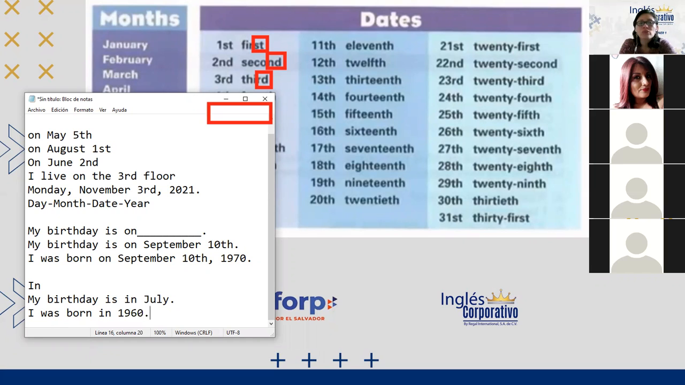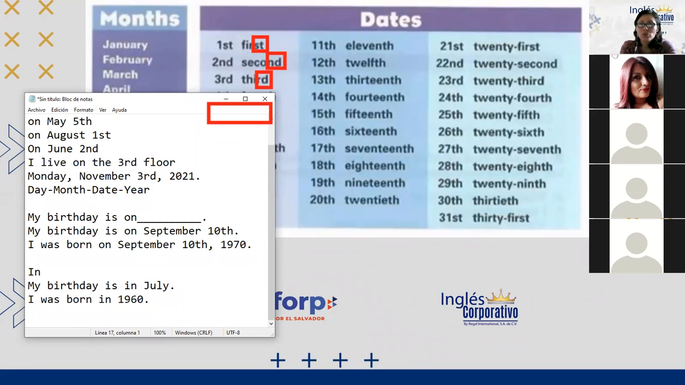Okay? Entonces, if I want to express the month, just the month, it's going to be in. If I want to express the year, that's going to be in. Pero si voy a expresar la fecha completa, that's going to be different. That's going to be on. Okay? Now, ¿qué sucede, teacher, si yo lo que quiero expresar es solo el día? ¿Ok?